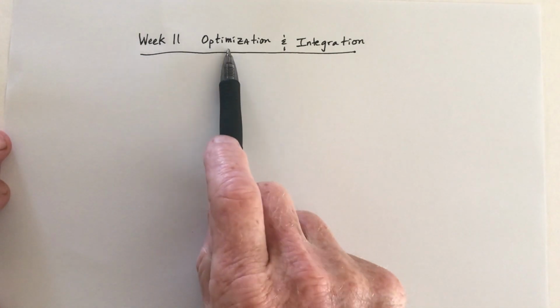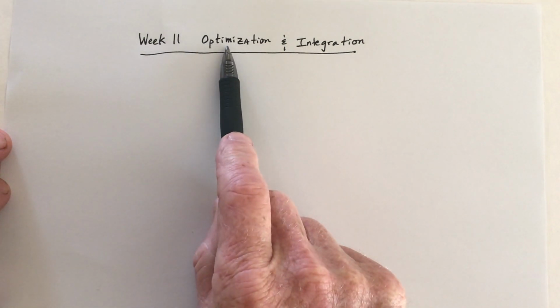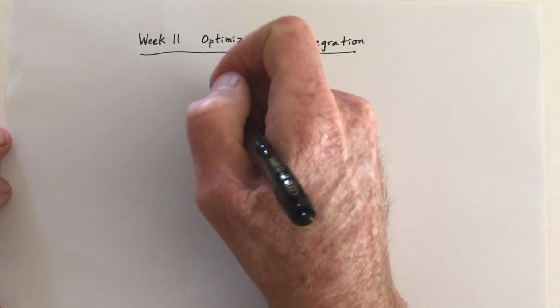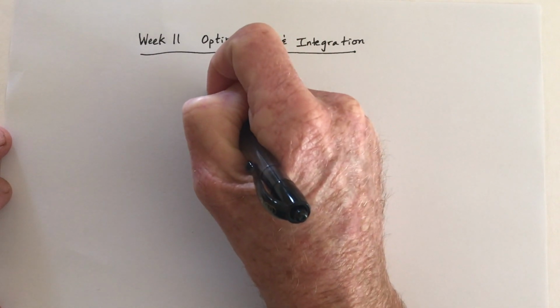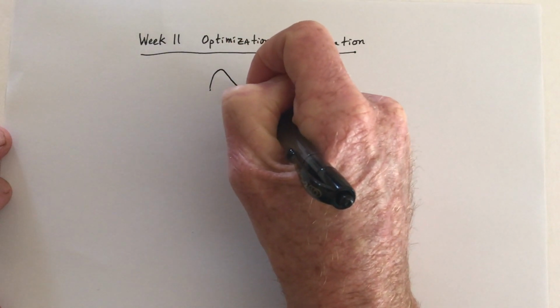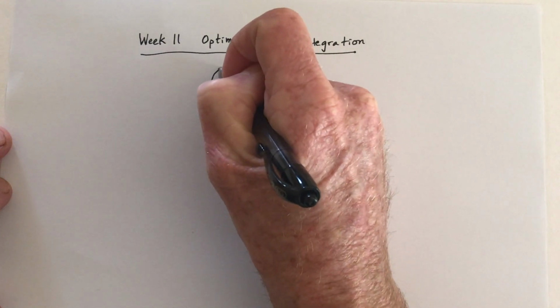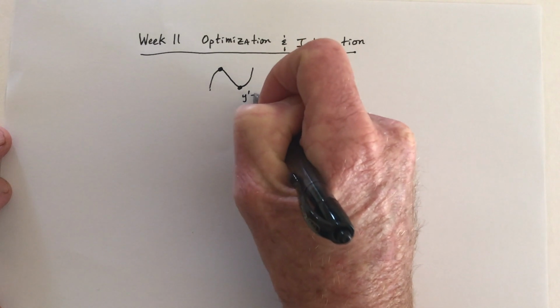We're working on optimization and integration. So this is using derivatives. Basically, the idea is we'll have a word problem. Yes, I know everybody's favorite. And from the word problem, we will find a function, and then it's going to say either find the maximum or find the minimum. In either case, that's where the derivative equals 0.